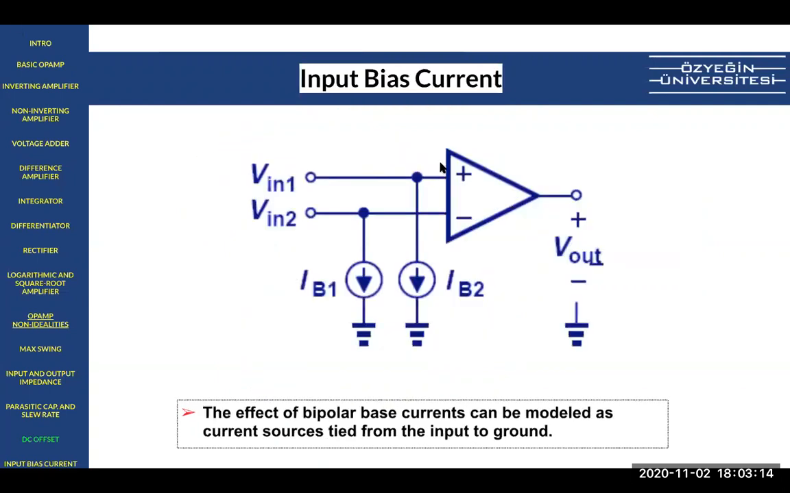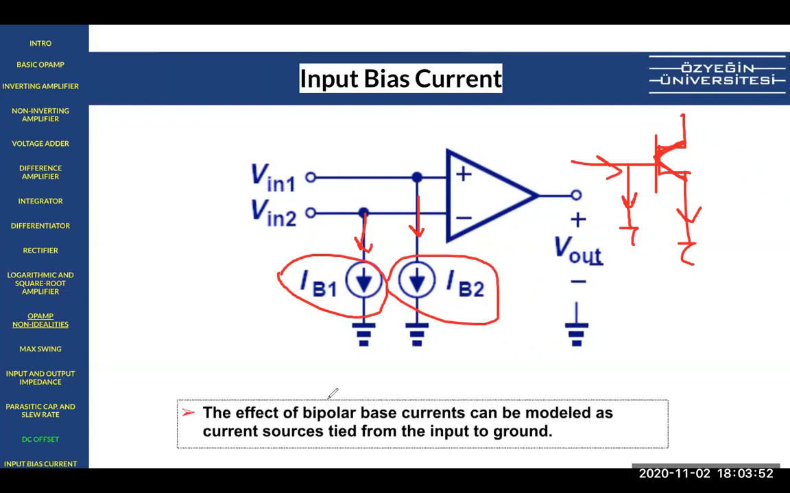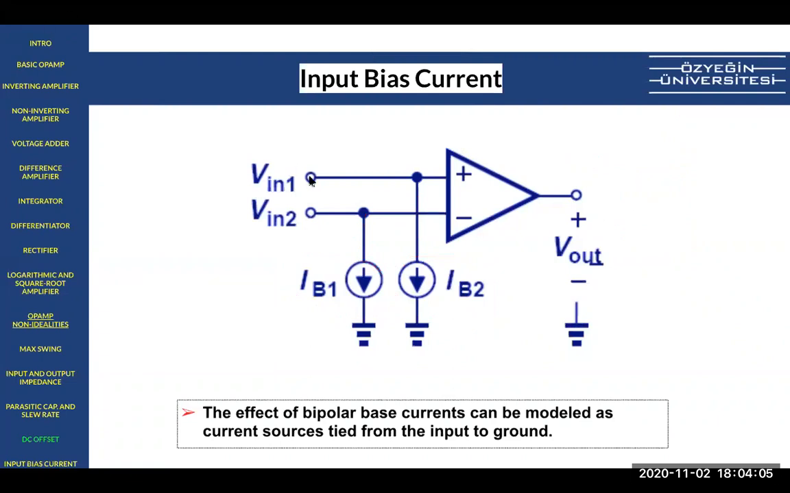And similarly, the last non-ideality is the input bias current. Just similar to the offset voltage, there is also a current leaking from these nodes. So if you draw the actual structure, there are transistors here. Normally there is a current flowing here, and this current leaks here, and we cannot prevent this. And this is called input bias current, IB1 and IB2. And it is basically modeled as a current source from input to the ground. We also call it leak current because this leaks from the input.